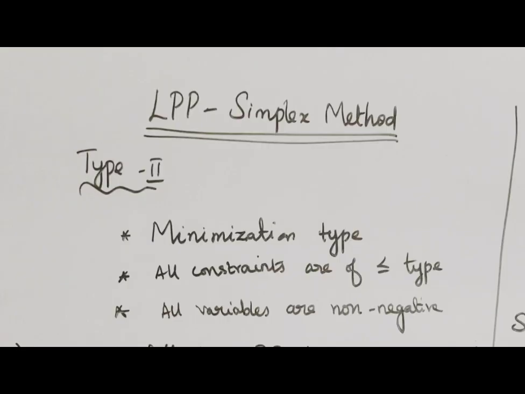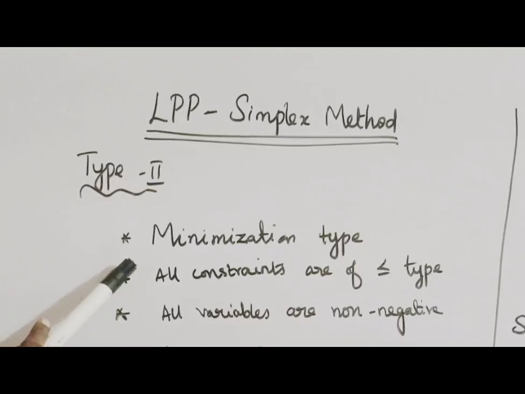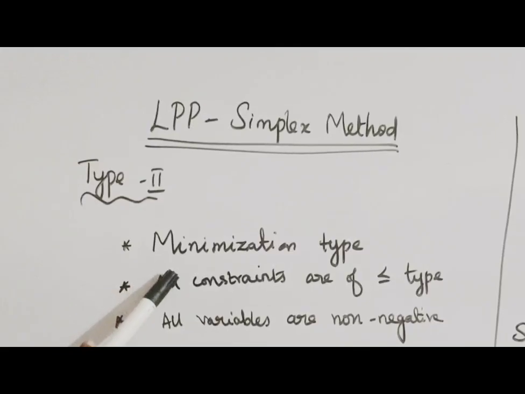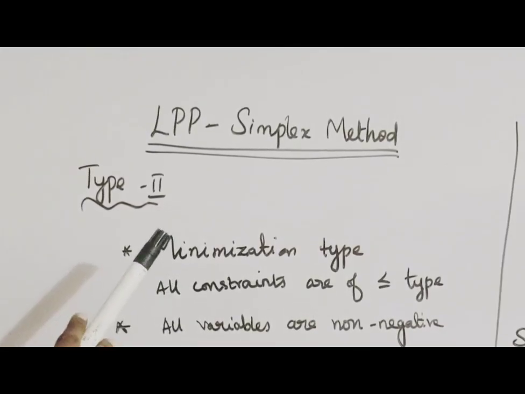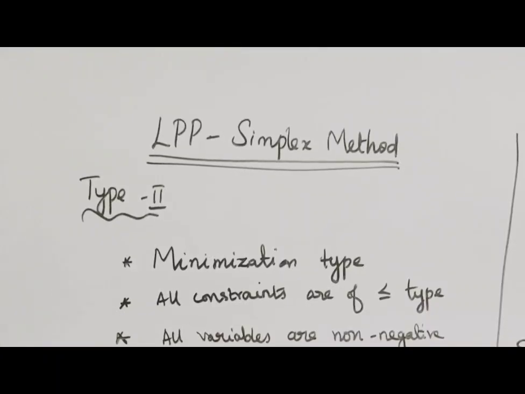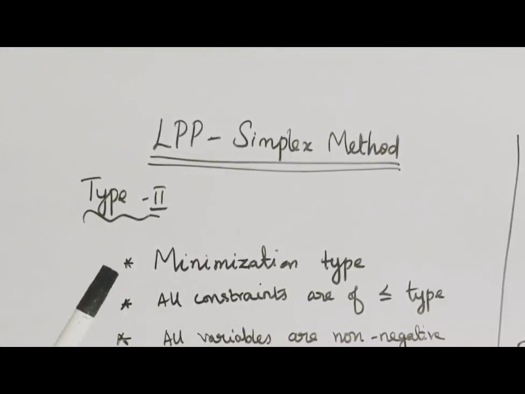In this video, we are going to discuss type 2 of the simplex method to solve the LPP. First point is the minimization type. In type 1, it is of maximization type, right? If it is of minimization type, we have to convert it into a maximization type by multiplying -1 on both sides and then proceed as in the type 1 method.